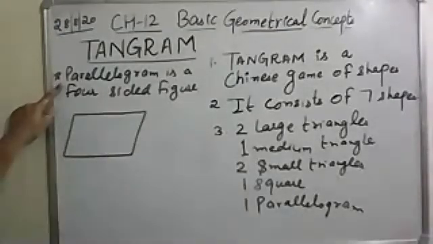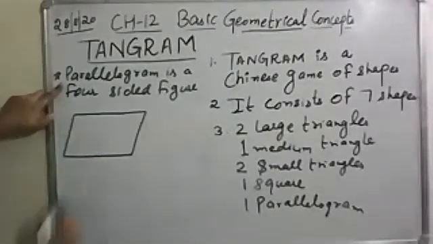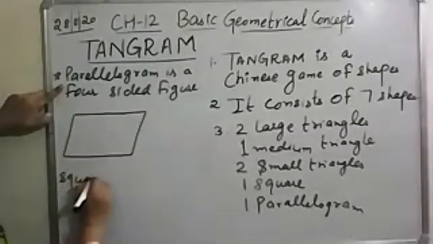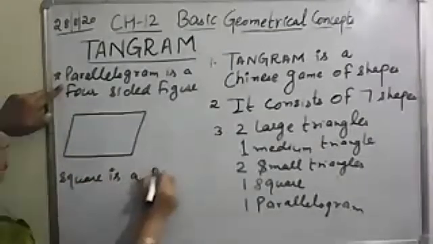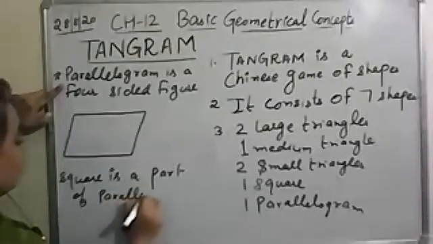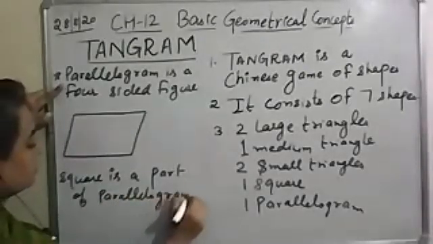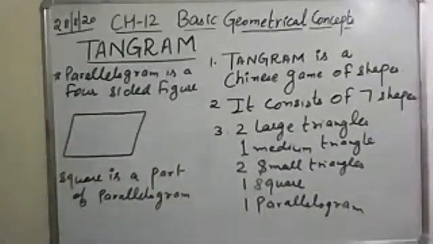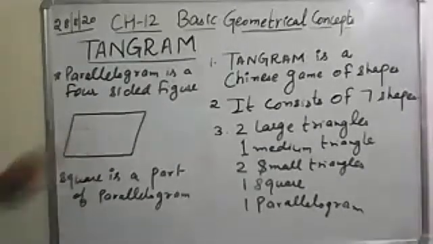I am repeating, square is the part of parallelogram. Note down, square is a part of parallelogram. पहले बेटा पैरेललोग्राम आता है, पैरेललोग्राम की फैमिली में स्क्वायर आता है, स्क्वायर बाद में आता है. So this is the parallelogram.